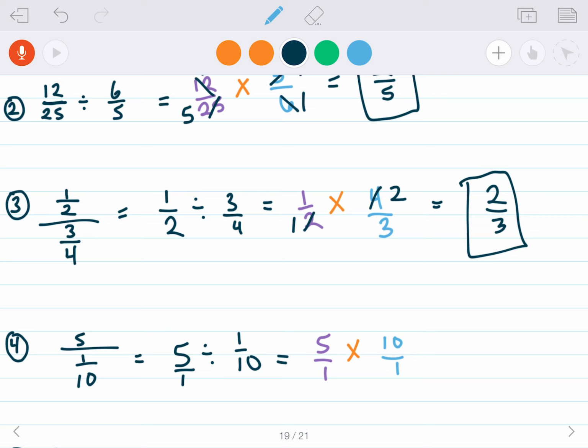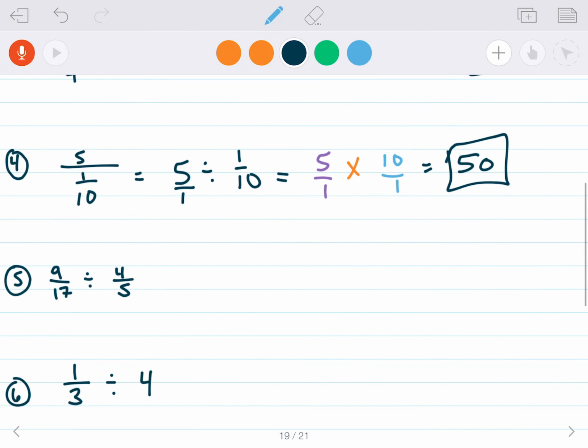Now inspect the diagonals. I don't see anything that we can divide out on either diagonal. So I can just multiply straight across to give me 50/1. But remember, I don't have to put over 1. I can just write 50. 50 divided by 1 is just 50. Okay, let's do the next one.